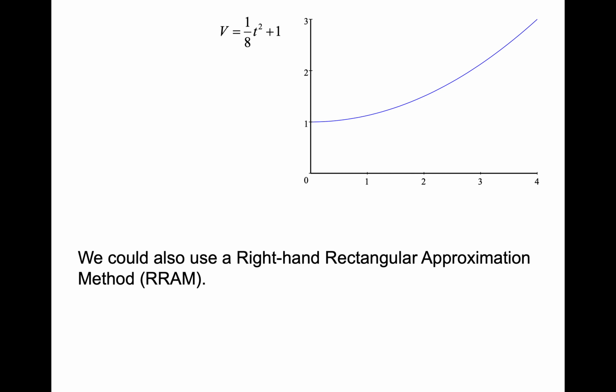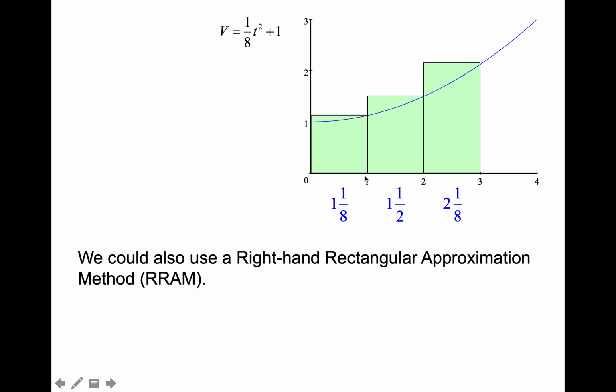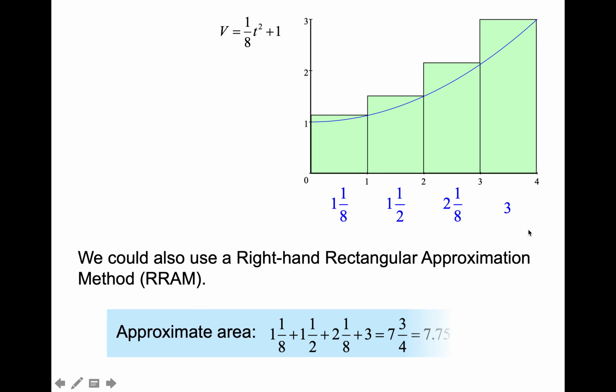We could also do the same problem with the right-hand rectangular approximation method, RRAM for short. This time I'm not going to use the 0, I'm going to use the 1 instead. If you plug a 1 into the function, and then plug a 2 in, plug a 3 in, and plug a 4 in, and get the appropriate areas, when you add up all those areas, you get 7.75.